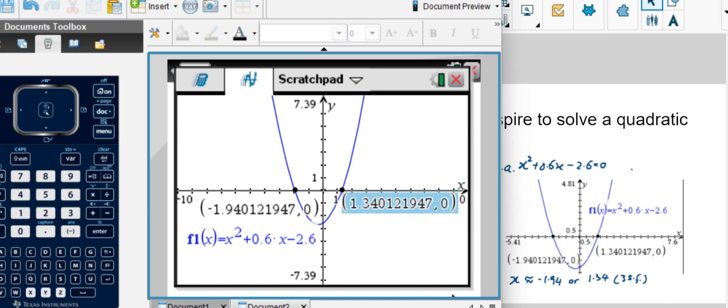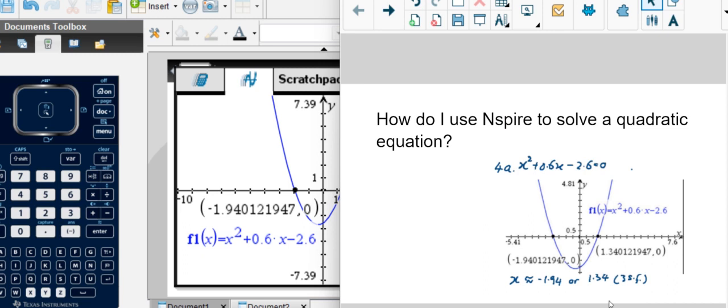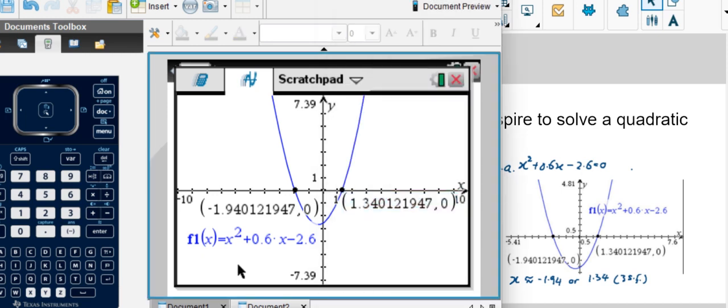So as part of your solution, you need to sketch this graph and identify these two intercepts, and then you report the answer as negative 1.94 or 1.34 to 3 significant figures. In the IB exam, you're going to report it accurately, or exactly, or to 3 significant figures. This is the graphical method, which I will suggest you to do.